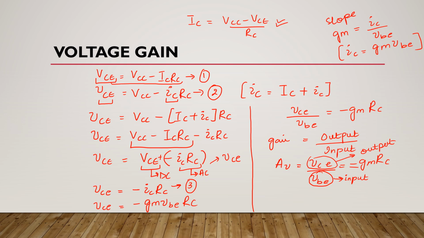Now we know that this transconductance Gm is equal to collector current divided by thermal voltage. It means now this voltage gain is equal to minus IC RC divided by thermal voltage. So this is the equation of the voltage gain.